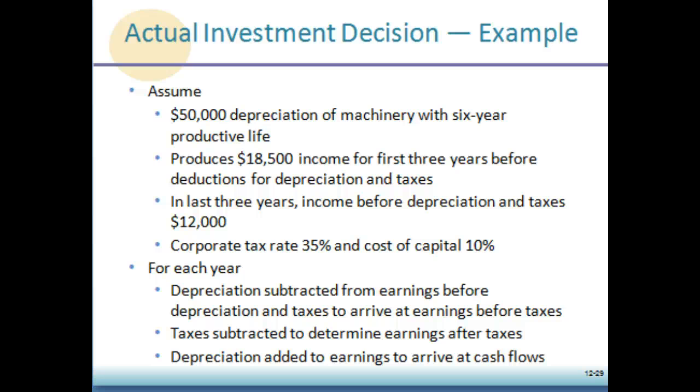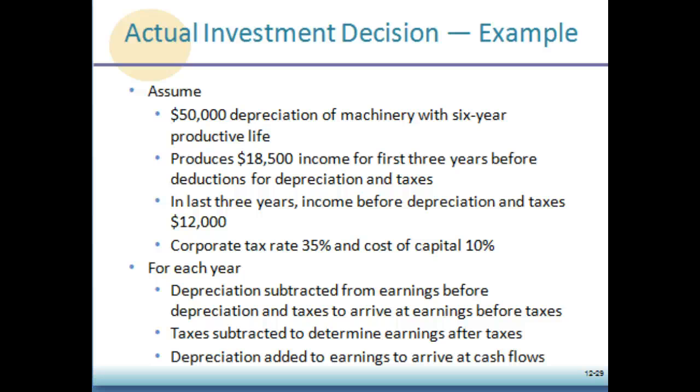And here's an actual investment decision example. Assume $50,000 of depreciable machinery with a 6-year productive life. It produces $18,500 of income for the first 3 years before deductions for depreciation and taxes. In the last 3 years, income before depreciation and taxes is $12,000. The corporate tax rate is 35%, and the cost of capital is 10%.